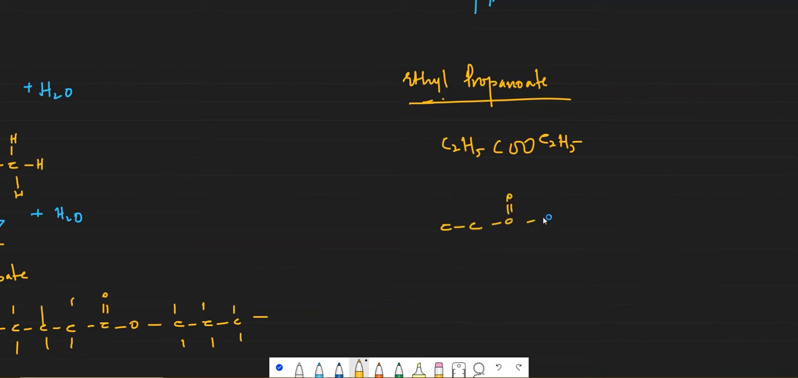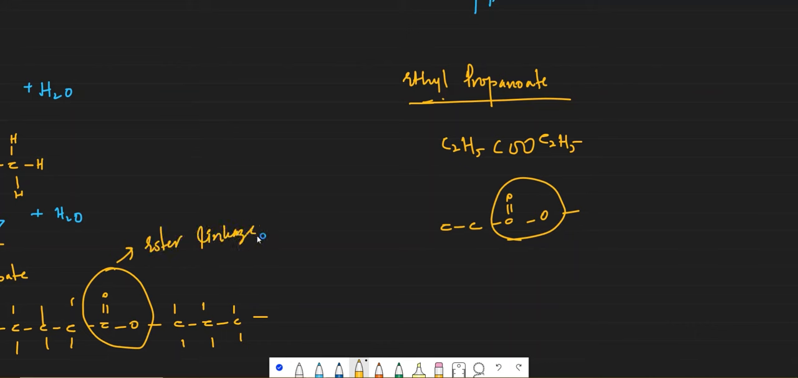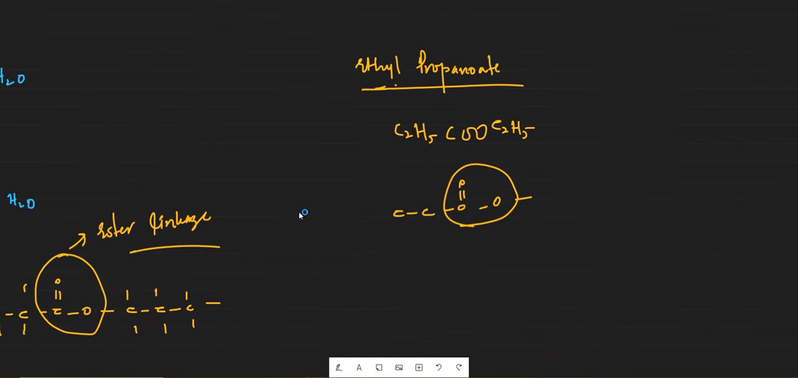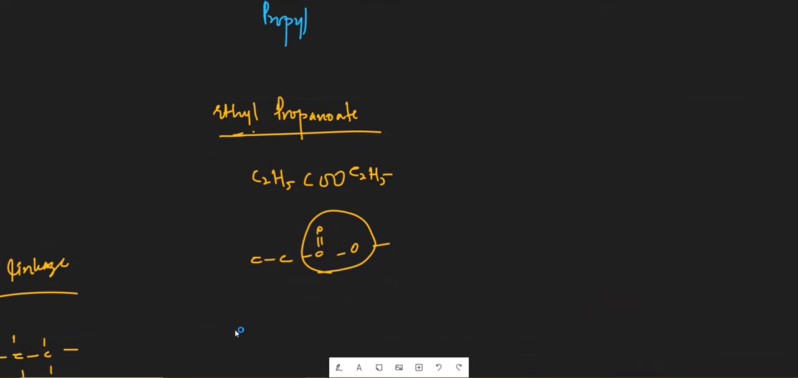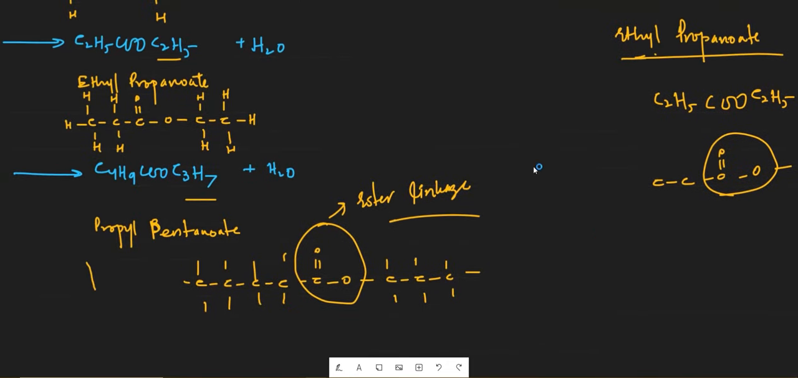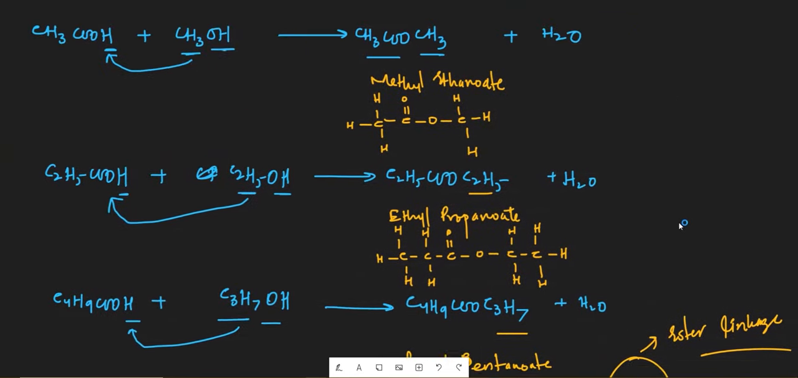C2H5, C double bond O part. This part, by the way, is called the ester linkage. It's called the ester linkage. This is the functional group of ester, C double O. You're not going to study the reactions of ester, but you should know that this is the functional group of ester. Okay. So that's how you will make it. I think you have done enough practice for it.